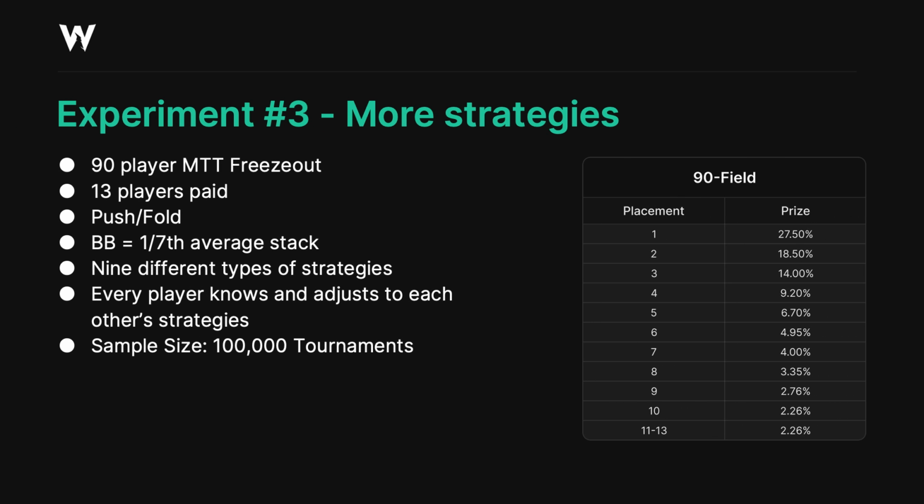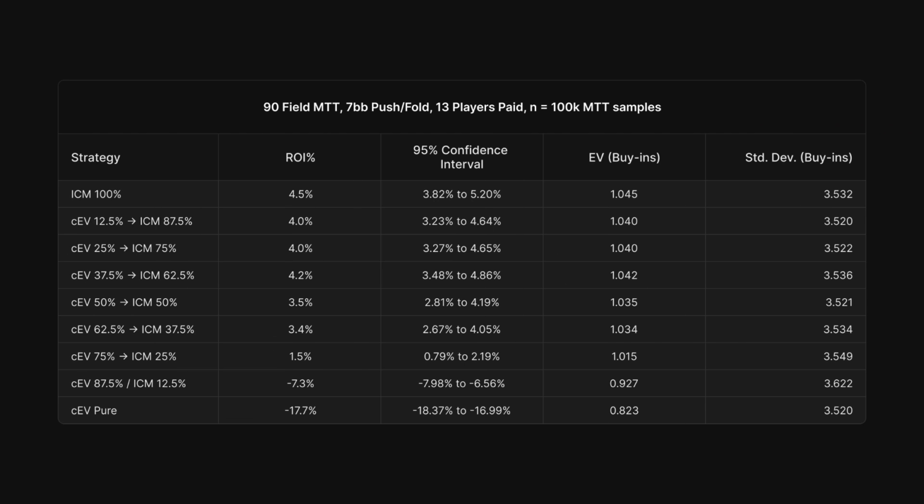Next up, let's try more strategies. This experiment was run to a much lower sample size, so there's more noise in the results, but instead of 6 strategies, we're going to simulate 9 different types of strategies. This one is run on a 90-player MTT Freezeout, 13 players paid. Here we can see the results, but it's better to look at these graphically.